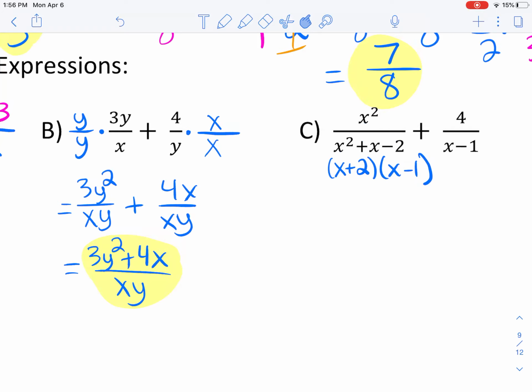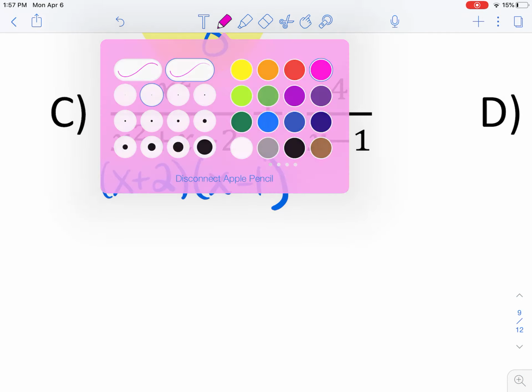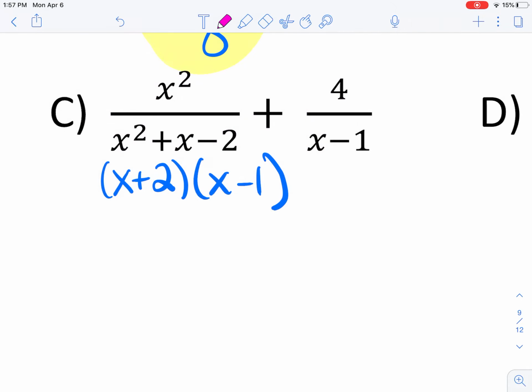Notice here that rewriting it as x plus 2 times x minus 1, I can see that the other denominator of x minus 1, they have that in common, but that second rational expression, the 4 over x minus 1, is missing a factor of x plus 2 that the first rational expression has. So to force it to be the same denominator, I need to multiply 4 over x minus 1 times that missing factor of x plus 2 that the first rational expression has.